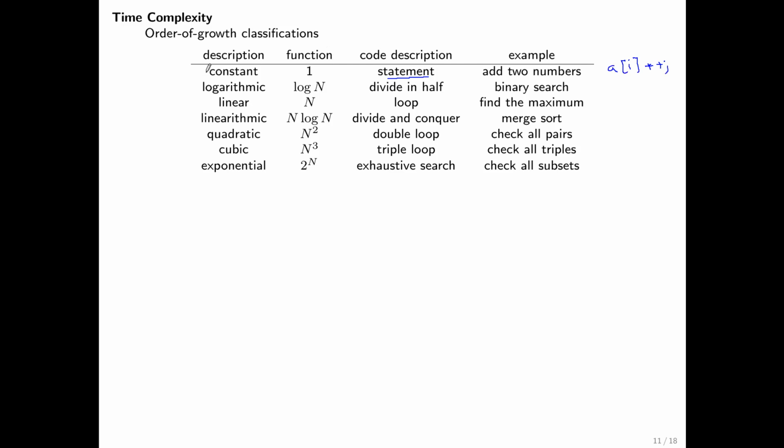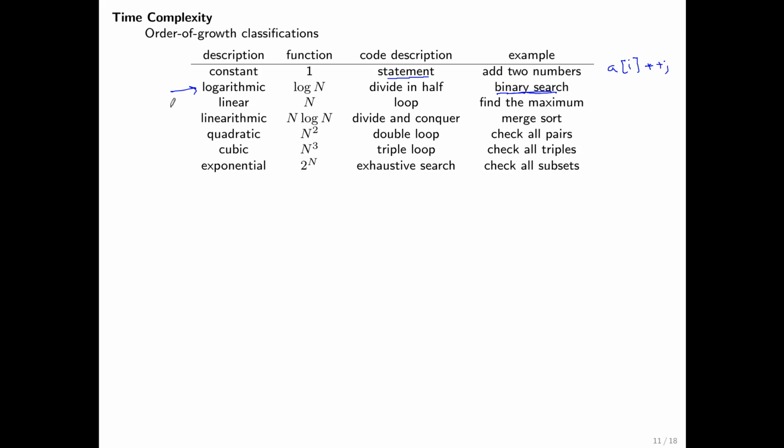Then the next class is the logarithmic class, where you write the running time as log of n. What is the code description? When in a program you divide your input into 2 halves, and you disregard half of the input in each step, then that code has a running time that is logarithmic. A good example to keep in mind is binary search, which we're going to discuss in a bit.